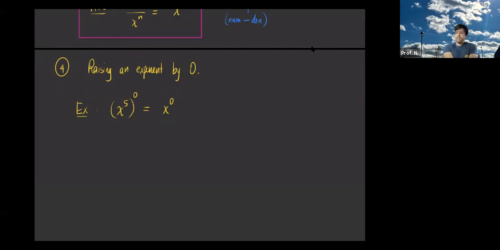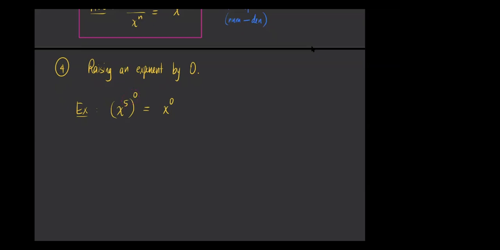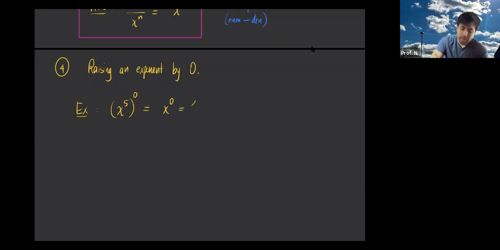But what's x to the 0 power? Does anybody know that rule? If I raise it to the 0 power? Yeah, it's 1. It's 1. Very good. Does anybody know why? Jasmine, do you know why it's 1?